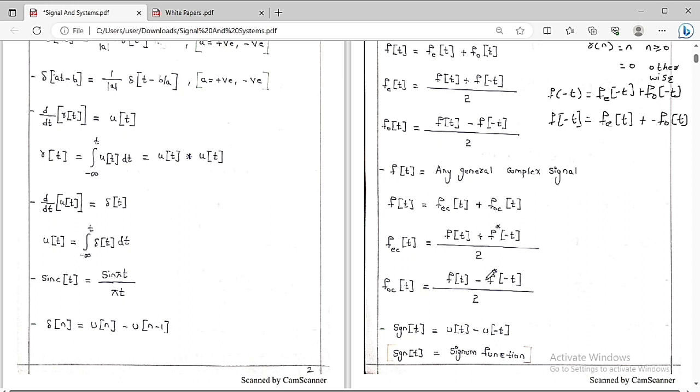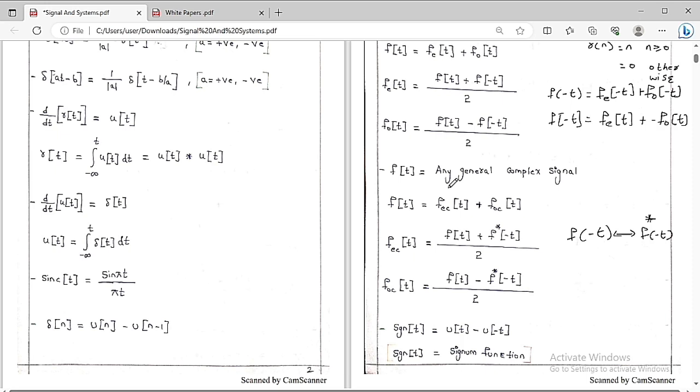What I'm trying to tell you is very simple. If you remember the previous formula, then you can get this formula just by replacing f of minus t with f of minus t whole conjugate. So wherever f of minus t is there, just replace it by f of minus t whole conjugate. If you do it like this, you are going to get these formulas, and the remaining everything is simple.